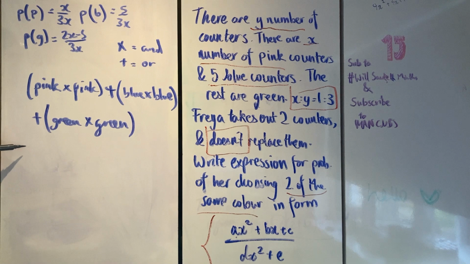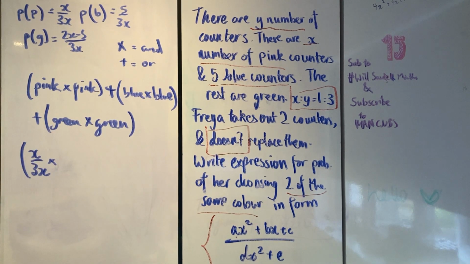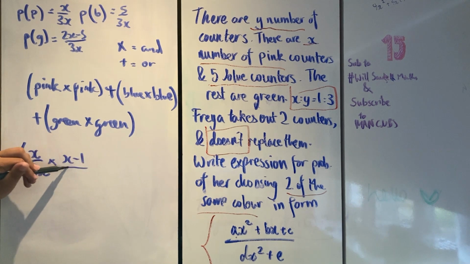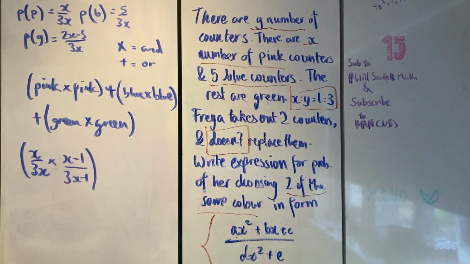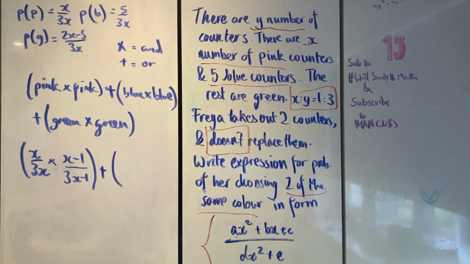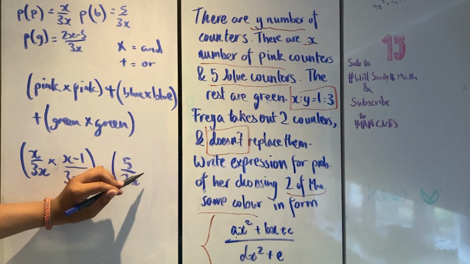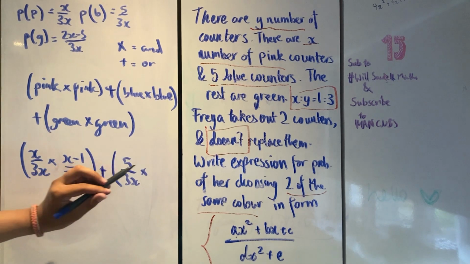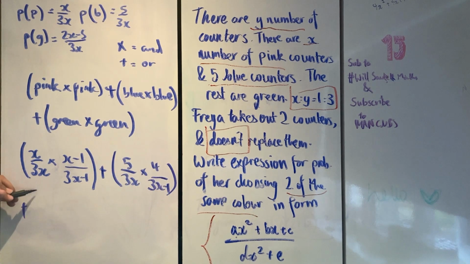Now we're going to start actually substituting our probabilities, but it's not that simple. She doesn't replace them, so we need to subtract 1 when we write the second term, because when you take it out you have to subtract 1 as Freya is not replacing the marble. So x over 3x multiplied by x minus 1 over 3x minus 1. That's our pink. Now let's do our blue. So we're going to plus our probability for blue, which is just 5 over 3x. So we're going to write that really quickly, multiplied by 5 minus 1, we can just write that as 4, and then 3x minus 1 on the bottom.